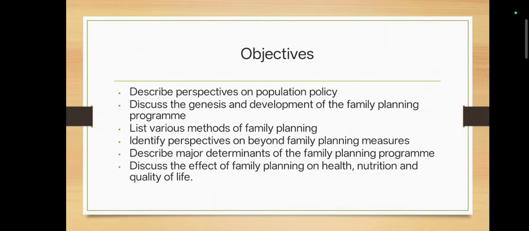Fourth, we will explore beyond family planning measures such as raising the age of marriage and medical termination of pregnancy. Fifth, we will identify the major determinants of family planning programs. Finally, we will discuss the effect of family planning on health, nutrition, and overall quality of life.